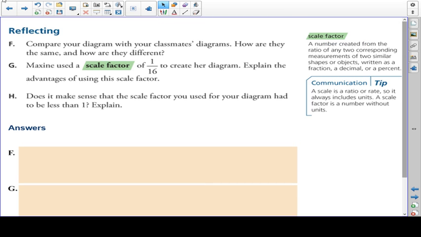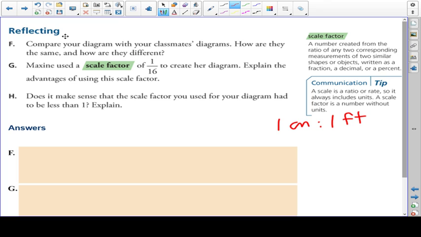I don't really care about that stuff too much, other than I'll say this about the scale factor. The scale could have been 1 centimeter to 1 foot. That would have been probably the scale I would have used. But a scale factor is a little different. The scale factor is not a ratio, it's just a number.